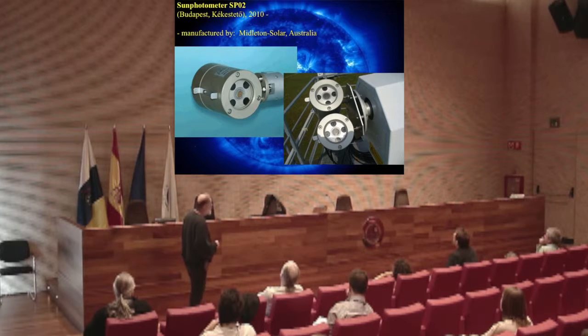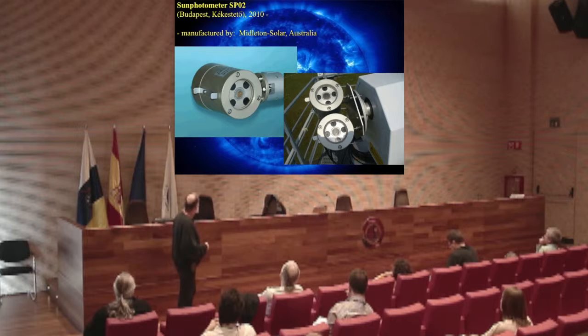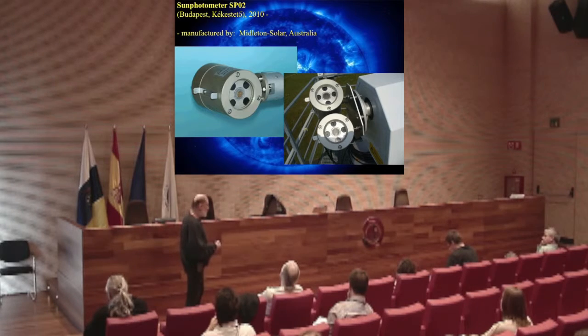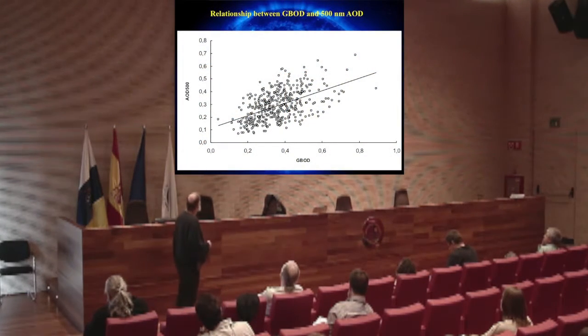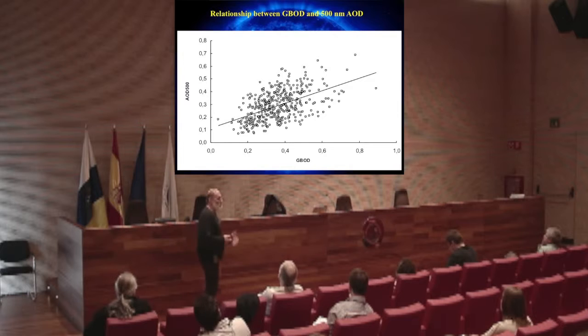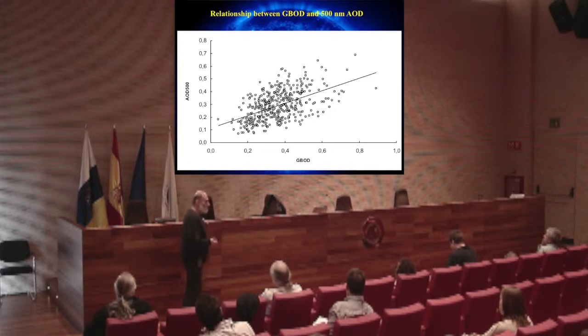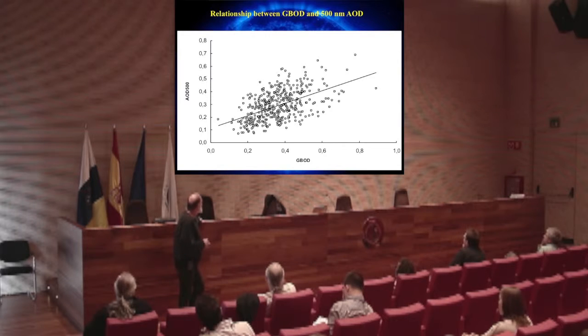So it is the sun photometer SPO2. It is one of two, because when we tested the other one, that was not in Budapest but in Kékes. I will show you some results only by flash and with very small explanation, because we do not have enough time for analysis and to explain the results.